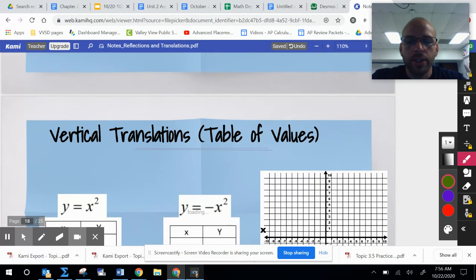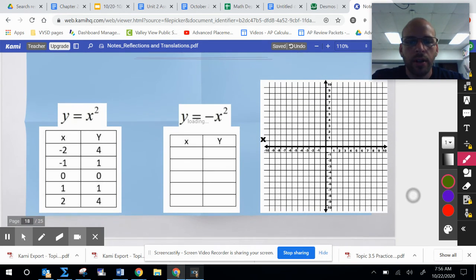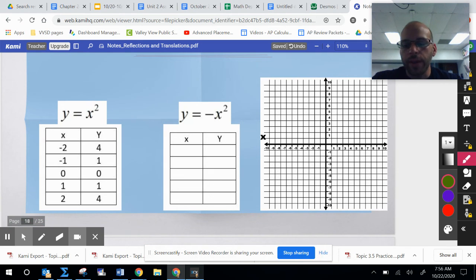All right. I'm going to skip ahead to the tables. Now, when you have a reflection, when you have this negative, what we're going to do is take and multiply all of the y values by a -1. So we want to multiply all of those values. When we have a negative out front, we're going to take the y values and multiply by -1. So the x values stay the same. Those don't change. -1, 0, 1, 2, right? Those don't change at all.